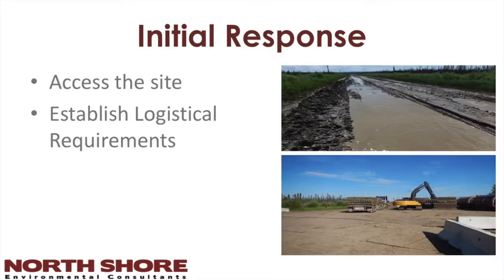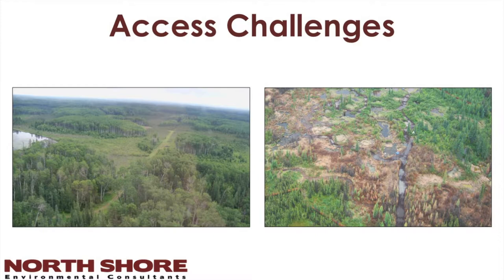Initial response. So now you've arrived on site, you've established what your role and responsibility is, and you need to access that site. Best case scenario, that spill is going to happen across the road from your house. Never happens. You're always going somewhere that's remote, with poor access. So you need to figure out what the logistical requirements are in order to get yourself from point A to point B so that you can start controlling that spill. So I'm going to get into a little bit of the access challenges that we've dealt with in the past. Once again, the main focus is going to be on wetland situations, bogs, and fens.